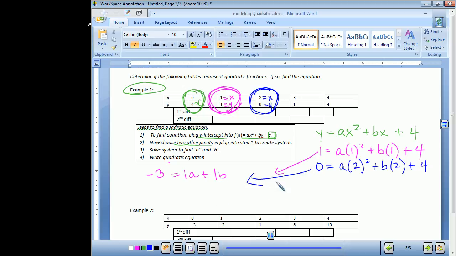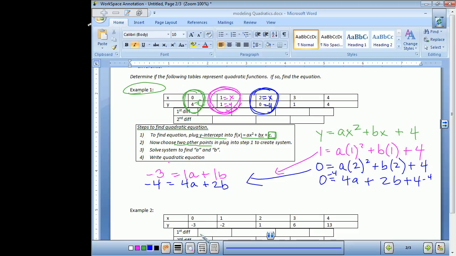Let's do the blue one now. This is 0 equals, what is 2 squared? 4. 4a plus, this makes 2b plus 4. What happens when I move that 4 to the other side? It becomes negative. -4. So this one becomes -4 equals 4a plus 2b.